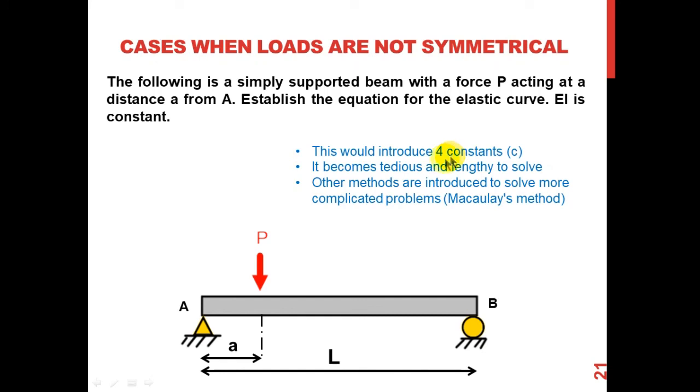Because I'm going to introduce 4 constants. Remember, this portion gives me 2 constants, C1 and C2, and this portion will give me another 2 constants, but they are not the same as the ones here, so C3 and C4. So it's going to be tedious and lengthy. We can solve it, but there are other methods. It is Macaulay's method, or the function of singularity. So instead of using the double integration method, I can just go ahead and use Macaulay's method instead.